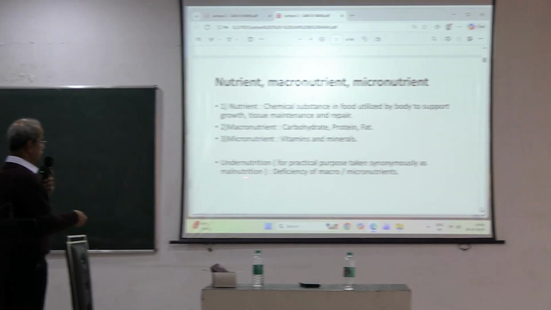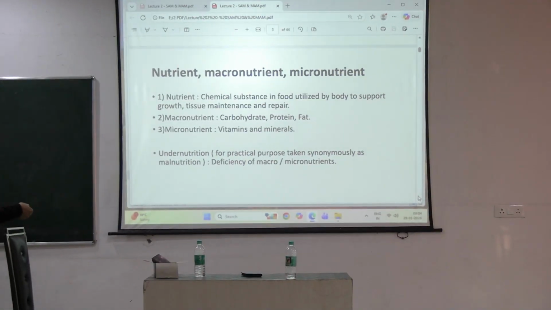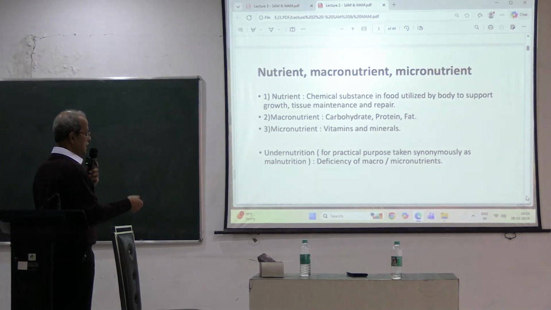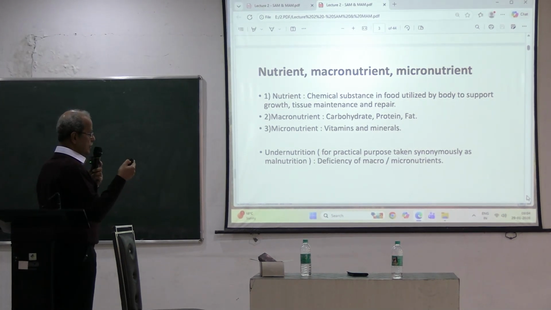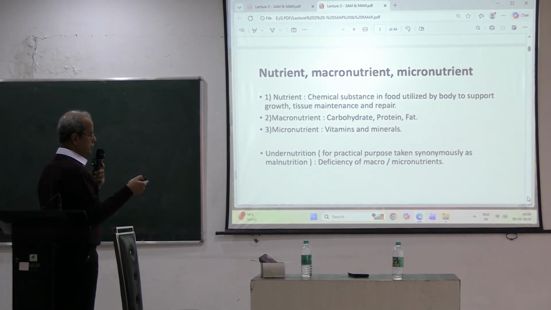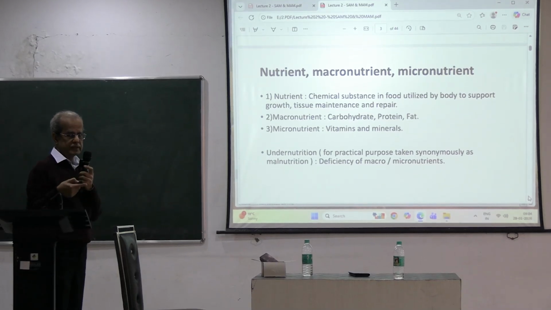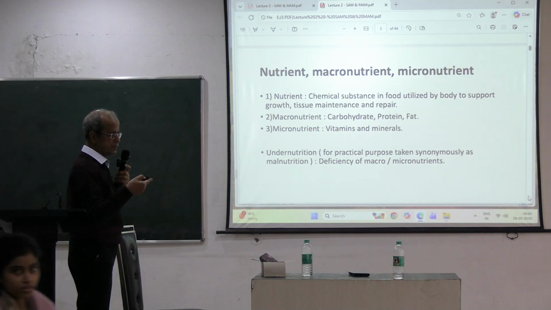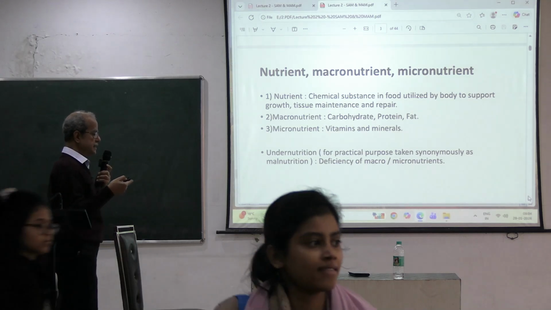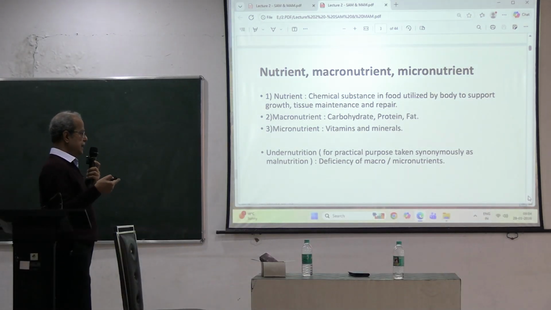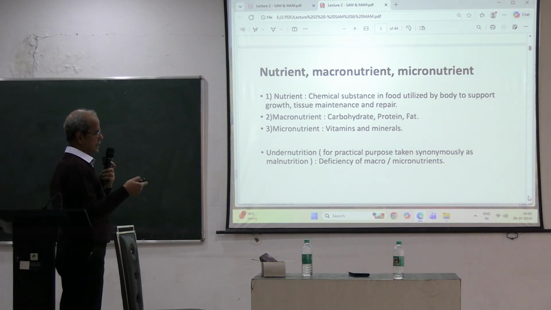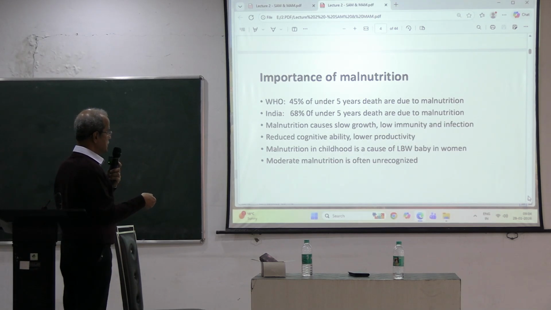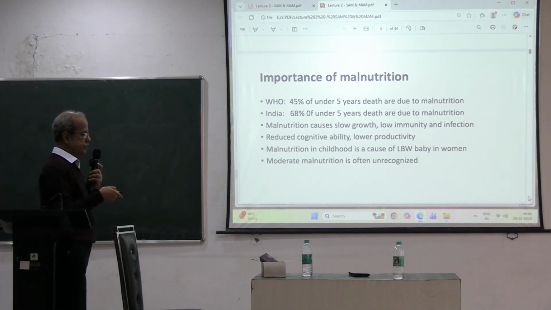So, undernutrition and malnutrition, they are taken synonymously and they are taken as deficiency of macronutrients or micronutrients. Even one single deficiency of a single micronutrient is also undernutrition. You have to understand. Vitamin D deficiency we very often see in our clinics, that is also undernutrition. And the gross undernutrition cases, which are rarely seen nowadays, they also definitely fall under the category of undernutrition. So we shall say malnutrition.